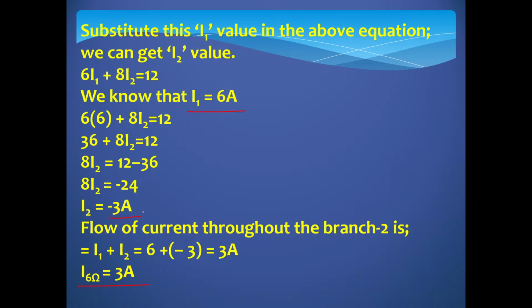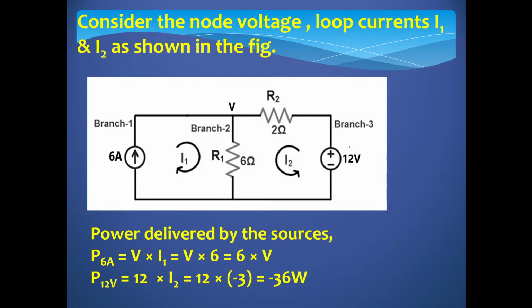Okay. So that's it. Now, already we have considered the loop currents, isn't it? I1 loop current and I2 loop current. Let us even consider the node voltage also, V. V is our node voltage at this node. I am assuming some node voltage V. So node voltage and loop currents.